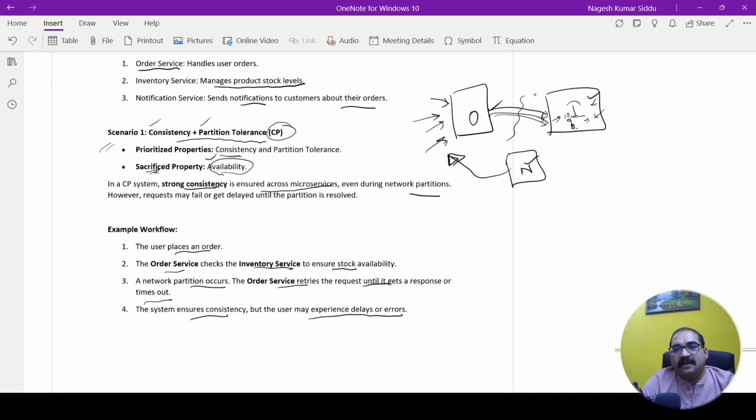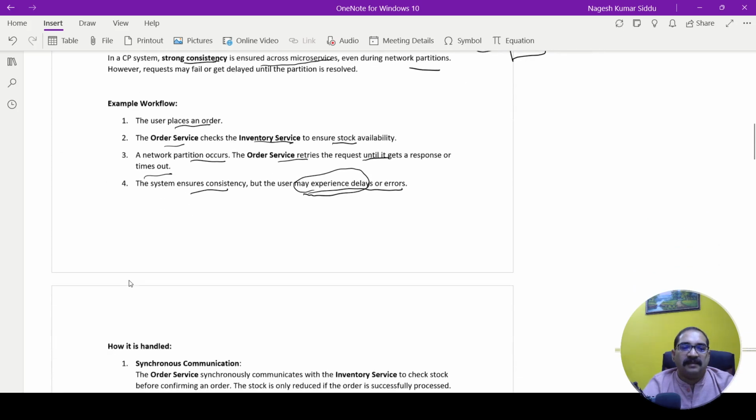So what happens? Since we want to give a consistent response, even when there is a failure, we don't send a response at all, because we cannot communicate with it. That doesn't mean that we will tell some answer to the customer. We will not tell any answer. We will say an error, or the user will get a delayed response. That means here the order service may get a response or may get an error, but may not get an inconsistent value, right? So this is the example.